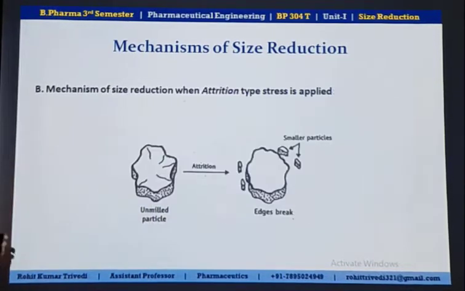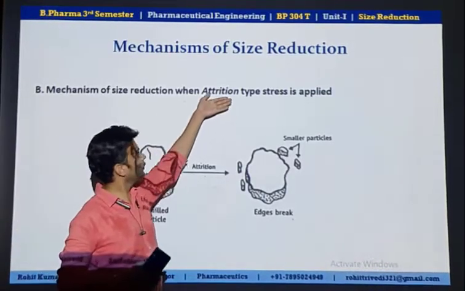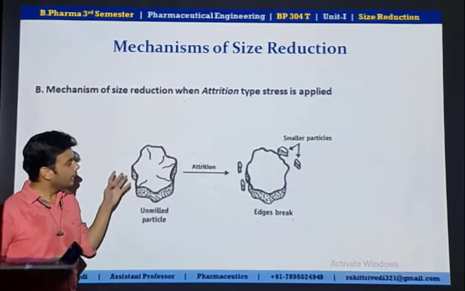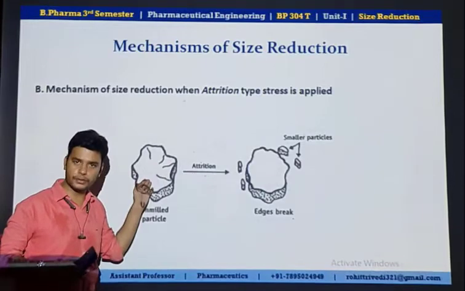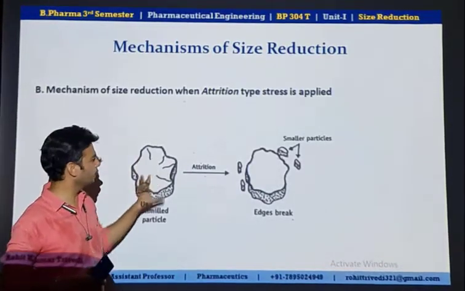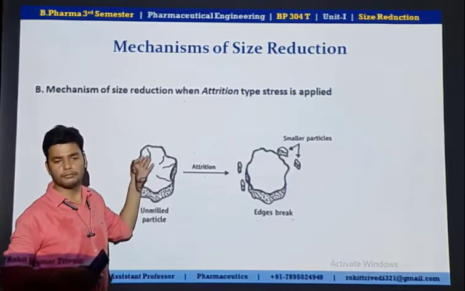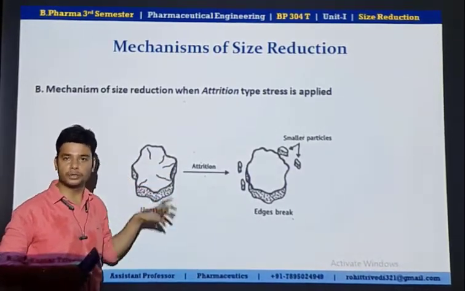And our second mechanism is attrition. Here you can see the second mechanism is attrition. Now see what happens in attrition. Obviously particles already have a few flaws, but the flaws do not play much of a role in the process of attrition when we apply this kind of stress on a solid particle.